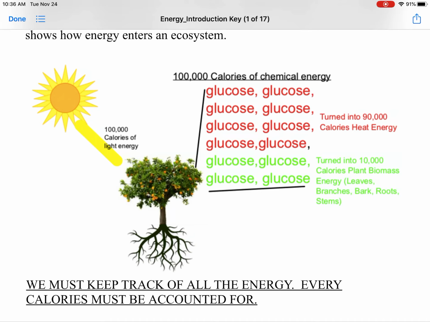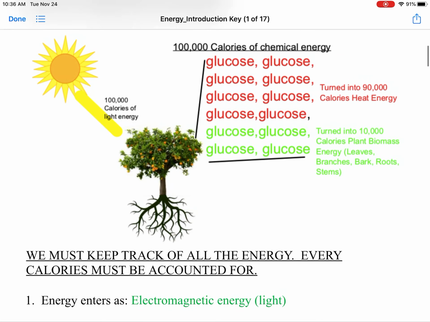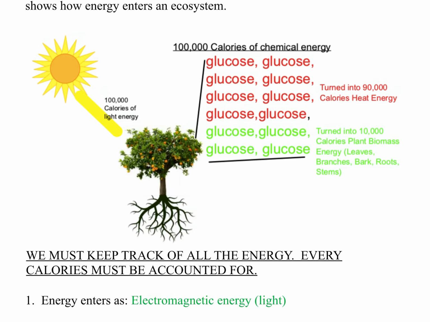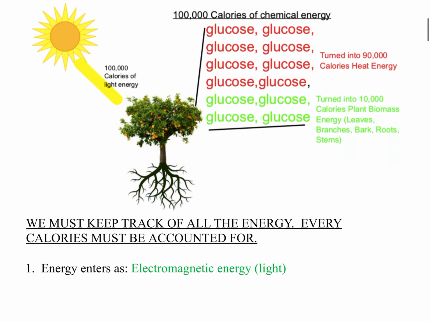So only about 10,000 calories of glucose will be left over to build leaves, branches, bark, roots, stems, basically plant biomass. And throughout this model, we show that no calories were created, no calories were destroyed. In other words, we have to keep track of every calorie of energy.